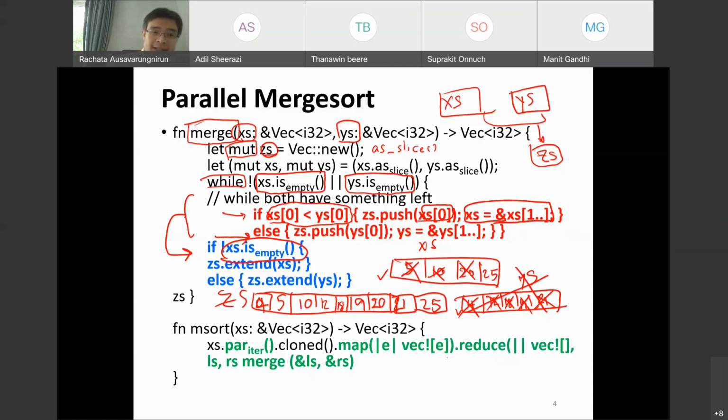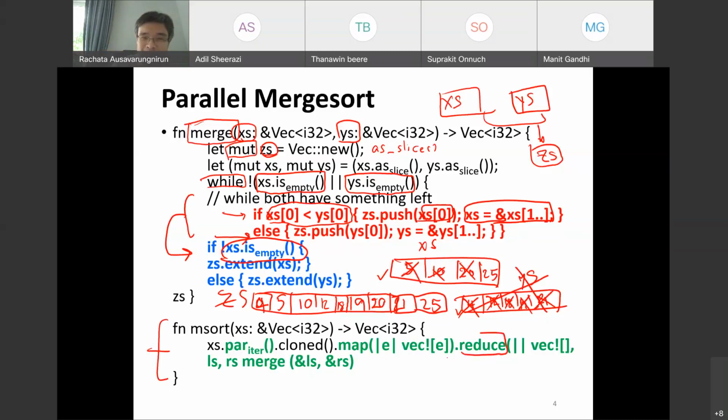The parallel part happened here. The one that called msort. Anyone want to take a guess what msort does? It's merge in parallel, right? How can you do that?